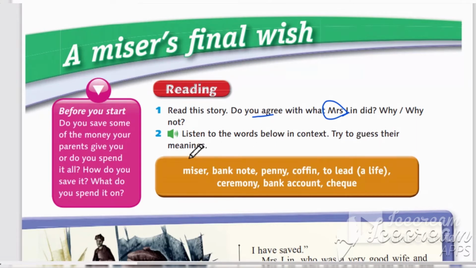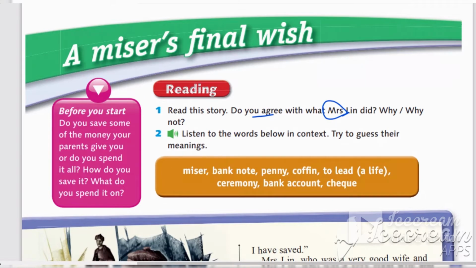Now listen to the words below in the context. Try to guess their meaning. بدنا نحكي معانيهم في العربي يا مس وأنت مطالب إنك تعينهم من نهاية الكتاب. والمعنى اللي مش موجود بتطلع لي اياه من ديكشنري. اوكي. مايزر اللي هو بخيل. بانك نوت اللي هي عملة ورقية. اوكي. بيني اللي هو ايش؟ البنس او القرش. كفن اللي هو التابوت. تمام. to lead a life اللي هي يعيش حياة. اوكي. سيرموني اللي هي طقوس او مراسم احتفال. بانك اكاونت حساب بنكي. وتشيك اللي هو الشيك اللي بنتعامل فيه في البنك.